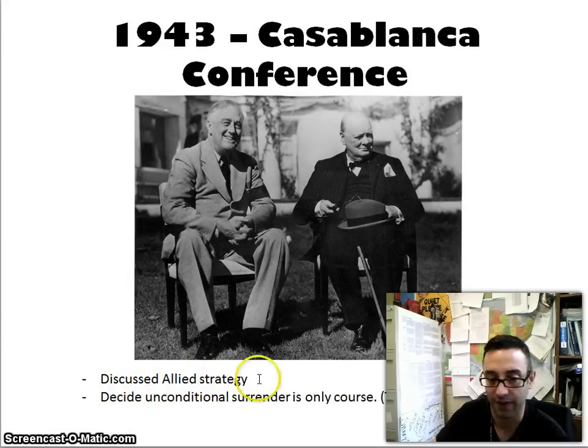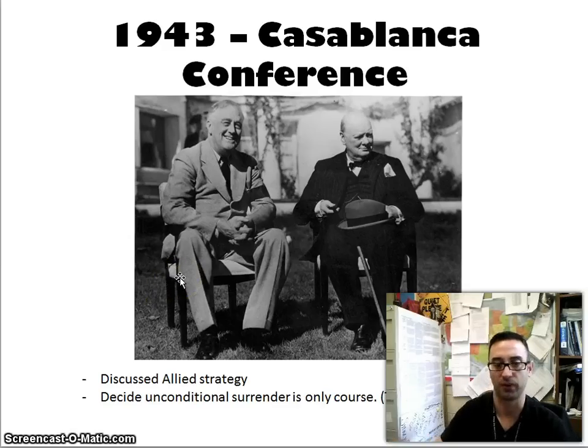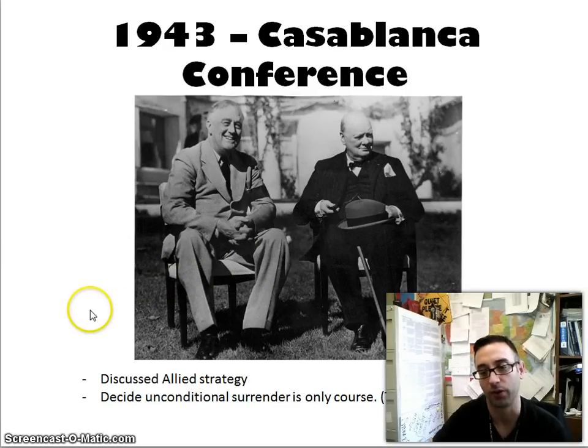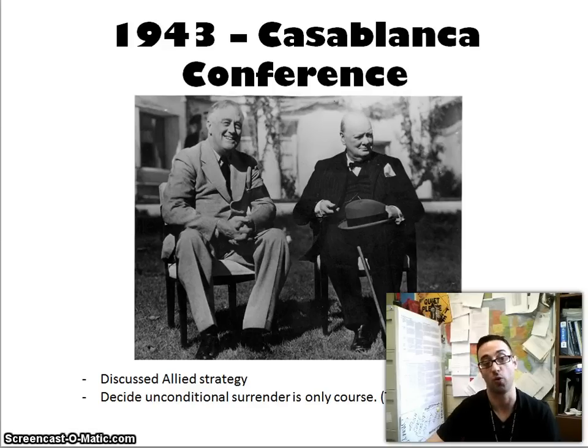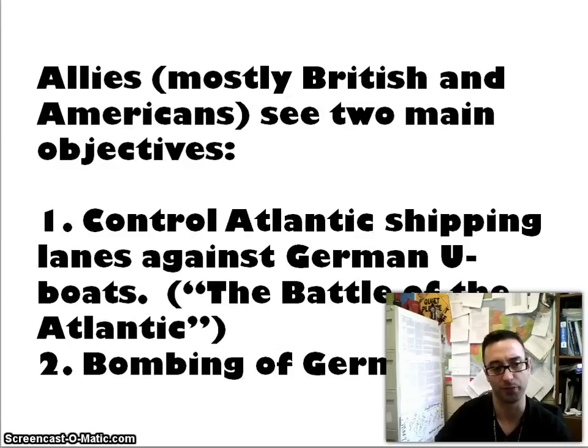All right, they'll discuss Allied strategy: where do we fight first, where do we set up fronts, and so forth. And they'll decide unconditional surrender is the only course. Again, this is a reference back to the Atlantic Charter. The Atlantic Charter is a really important part of this, because it was done before the United States actually declared war on anybody. And now you have them reiterating the points made two years before.